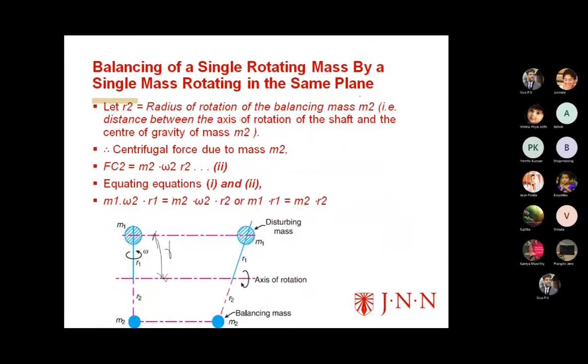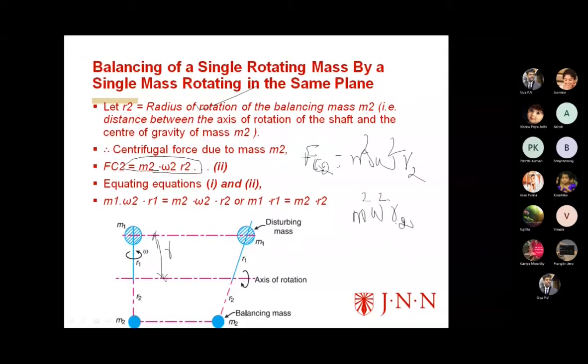Let R2 be the radius of rotation of the balancing mass M2. The centrifugal force of M2, FC2, equals M2 omega square R2. Capital F with suffix C2, because it is the centrifugal force at point 2, mass 2, equals M2 omega square into R2. R2 means the radius of the second mass.